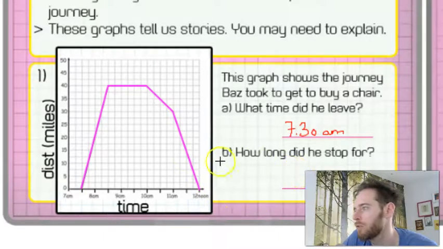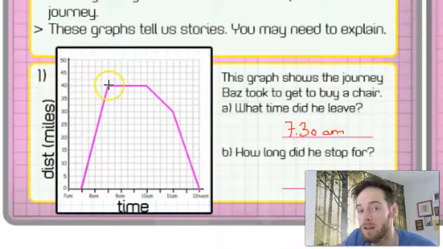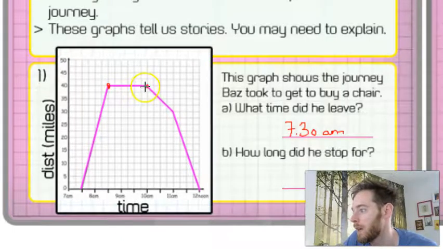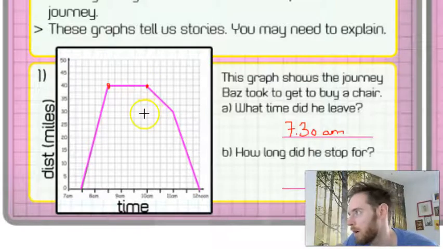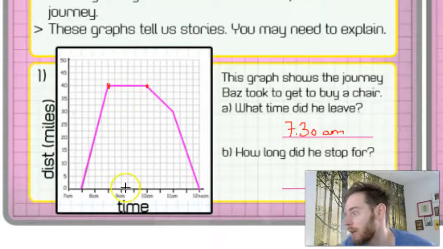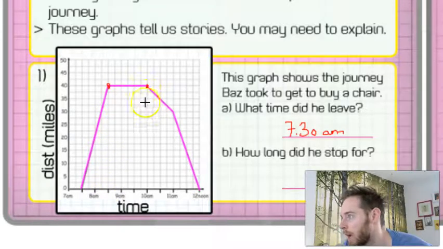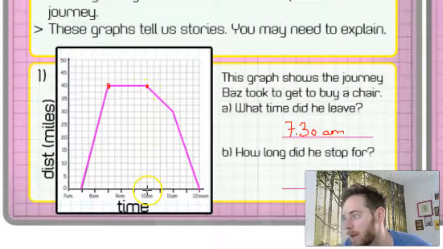And how long did he stop for? So we're looking at this graph, or interpreting the graph. How long did he stop for? So I said that the stopped bits are the flat bits of the graph. So we're looking between here, all right, and here. That's the amount of time he spent at the house or shop where he bought his chair, right? Probably a shop, probably not a house, unless it was second-hand. So he got there at 8:30, and he left there at 10.